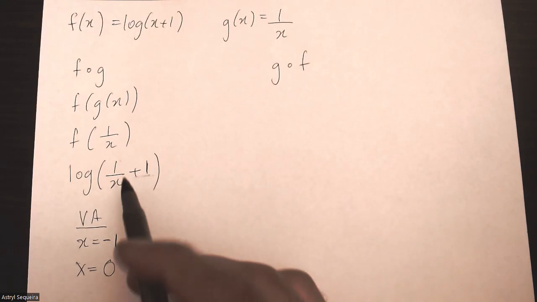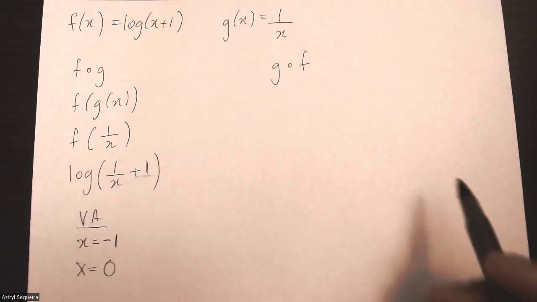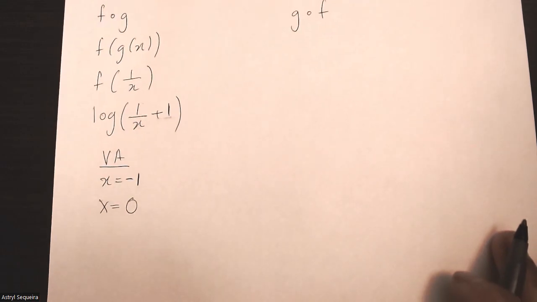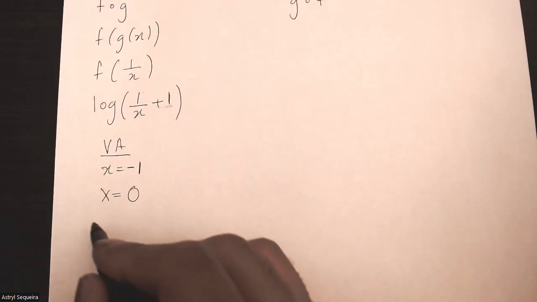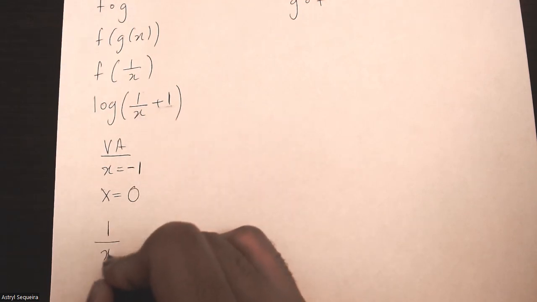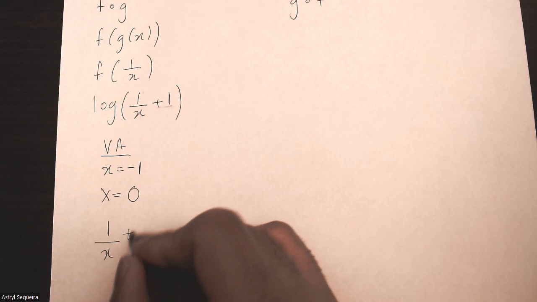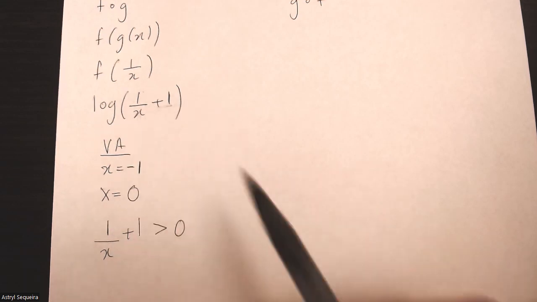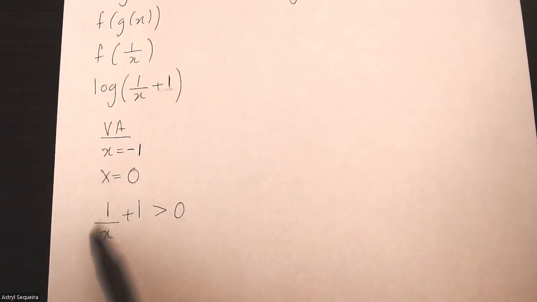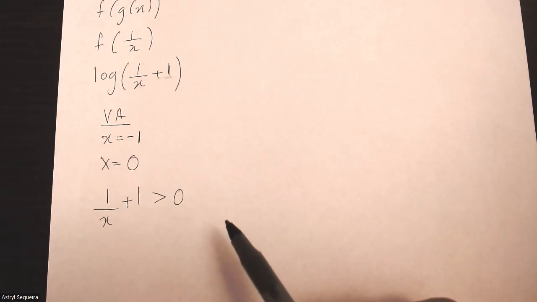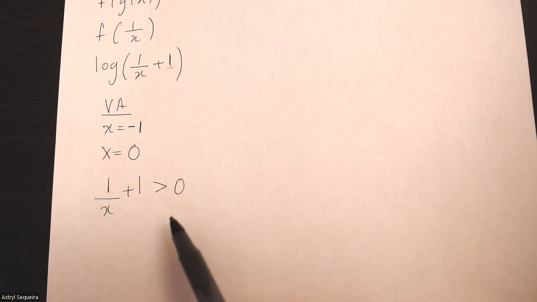Now, the next thing I want to do is solve for the domain and range of this function. So let's start with the domain. To find the domain of a log function, you can just put the inside of the log function and make it greater than 0 because the inside of a log has to be greater than 0. Then we can just solve this and include our vertical asymptotes as well. And that will basically give us our domain of the function.